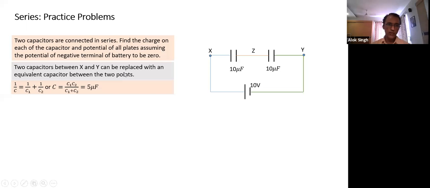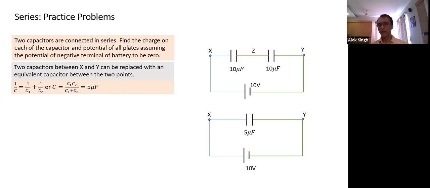How do we find the equivalent capacitance? The same formula: equivalent capacitance is equal to C1 into C2 divided by C1 plus C2. In this case, we substitute 10 into 10 divided by 20. It is 5 microfarad. So what does it mean? This circuit and this circuit are equal. I can replace these two capacitors with one single capacitor of 5 microfarad.